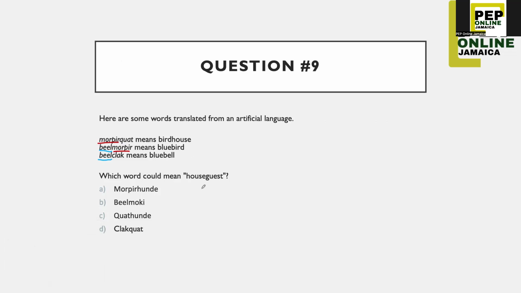Now, our question is house guest. So now if this and this is, was it bird? No, that means this part here, Q-U-A-T, represents the house. And it's only one there. So right away, our C is the answer. You see how quick that one was?